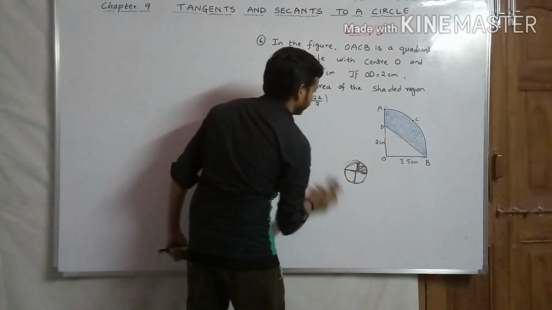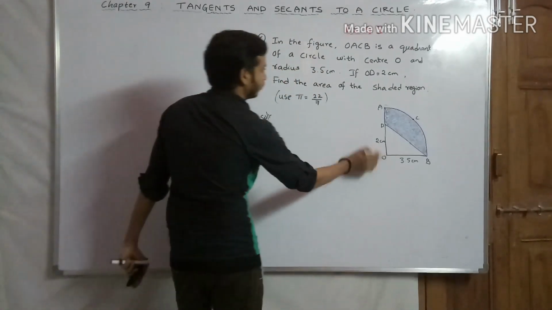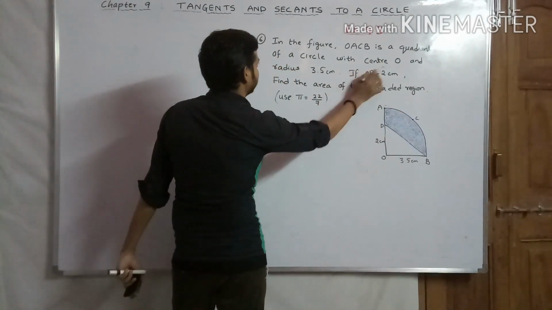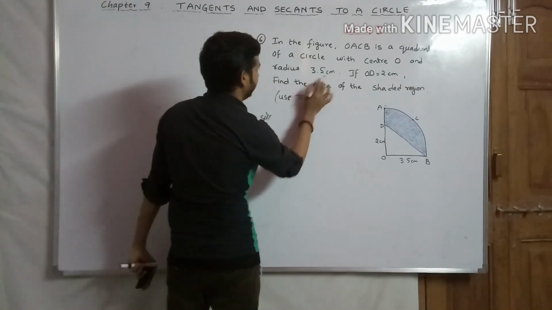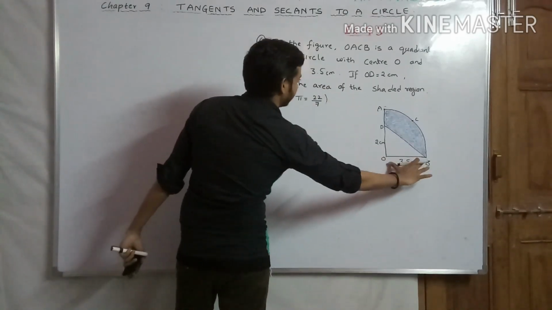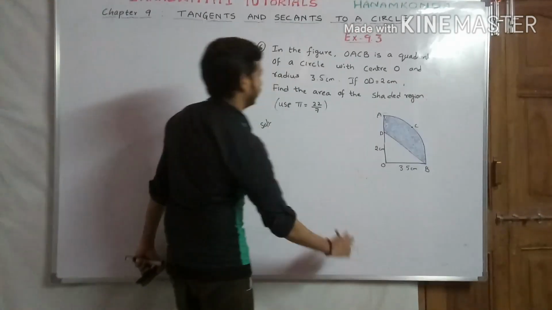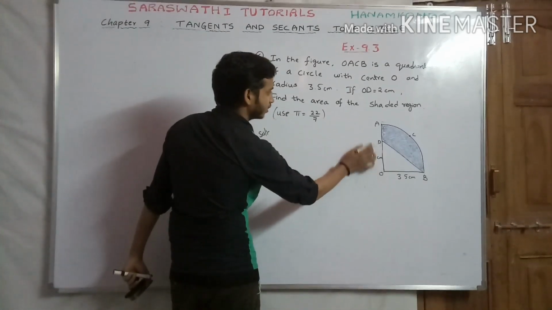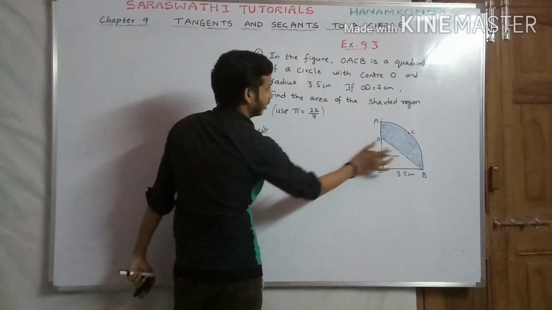Okay, so given in the question, OACB is the quadrant with center O. The center of the circle is O and the radius is 3.5. That means the radius of the circle, OB, is 3.5 centimeters. If OD is 2 centimeters, then find the area of the shaded region.